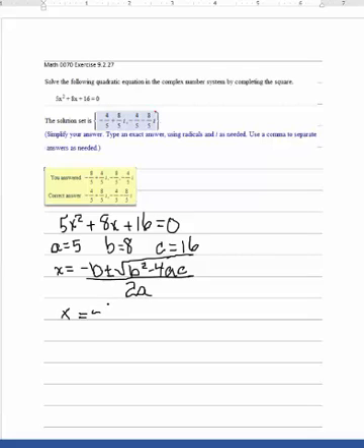B is 8, so when I multiply b by negative, I get negative 8. Now inside the radical, I'm going to square 8, and I'm going to subtract 4 times 5, that's A, times 16, which is my C. And all of that is over 2 times 5.